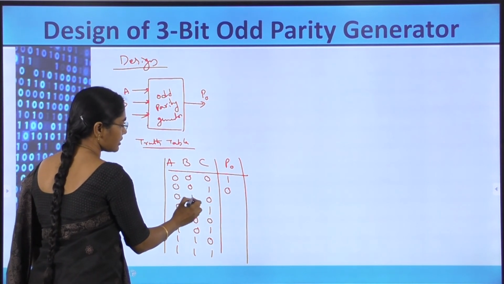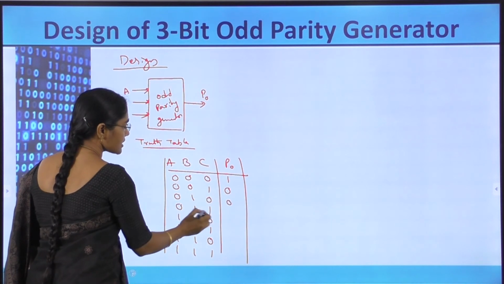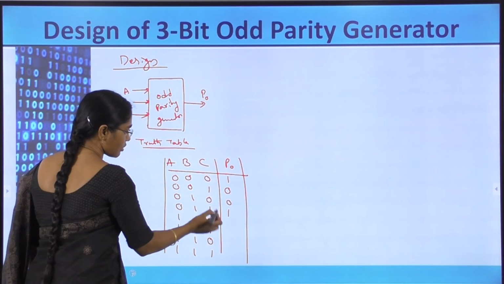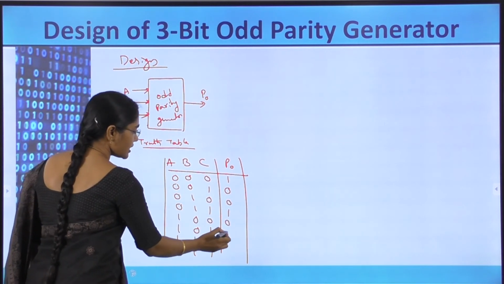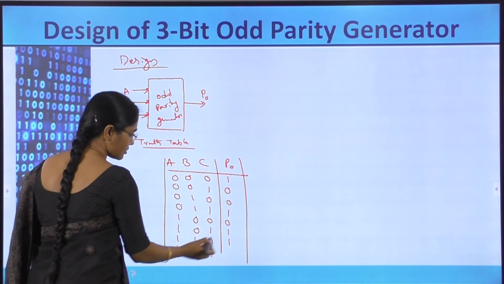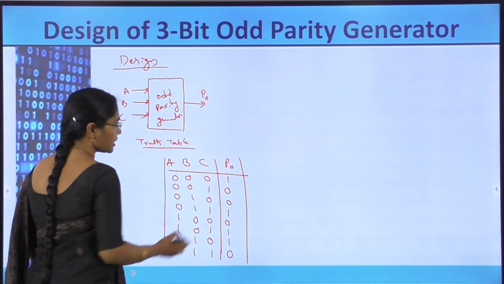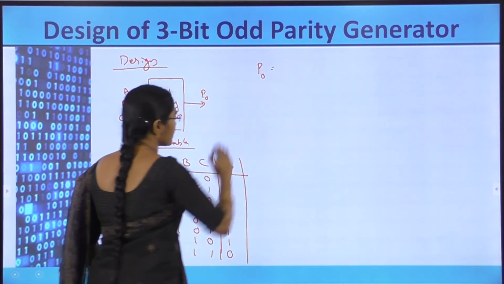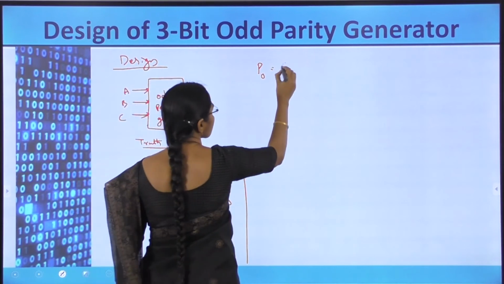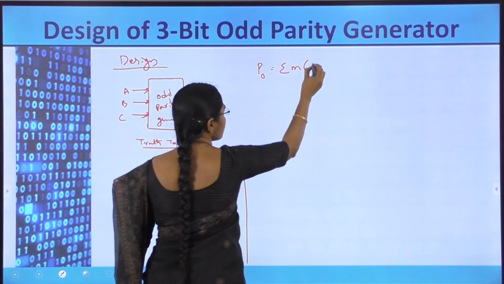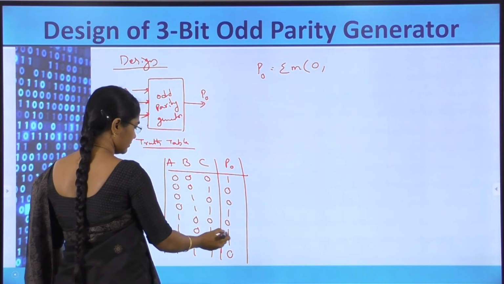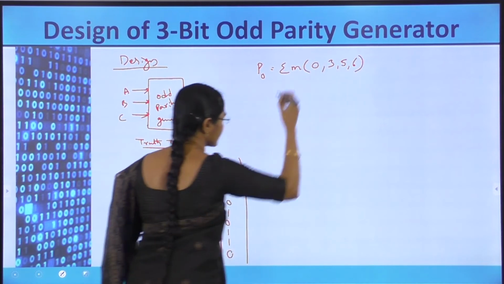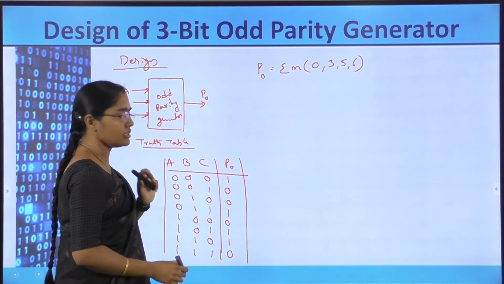Again a single 1 is there, therefore it is 0. With 2 1s, to make it odd, 1 will be added. Next, a single 1 is odd, so 0, and 2 1s are even, therefore 1, and with 3 1s the output of the odd parity generator is 0. Now if we write this expression in terms of min terms, it is equal to m of 0, 3, 5 and 6. These are the min terms which are with 1.